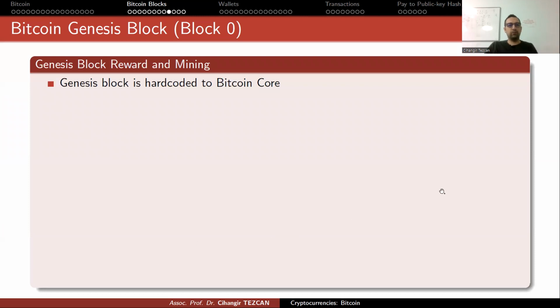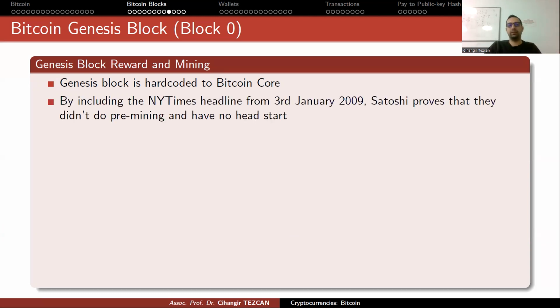So let's talk more about the Genesis block. To start the system, somebody has to decide the initial block, right? So Satoshi designed it like this. He is actually mining himself and obtaining 50 Bitcoins. The Genesis block is hard-coded into Bitcoin Core, so nobody can change it. The software already contains it.